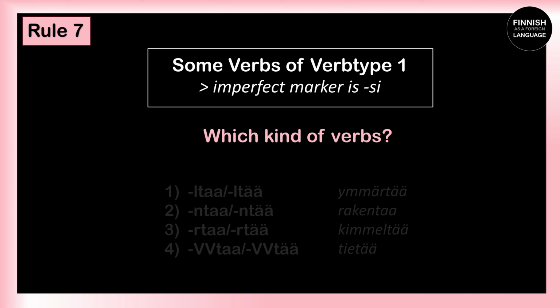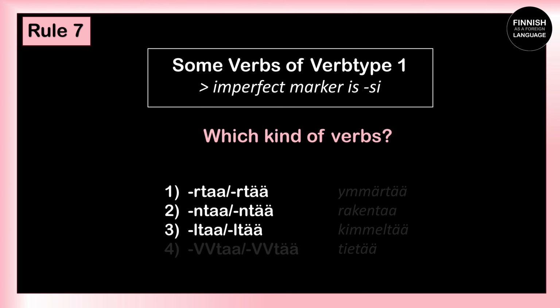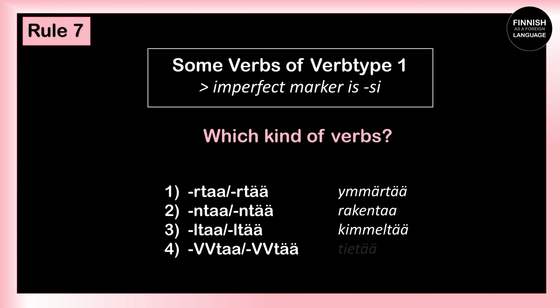How do we recognize such verbs? This kind of verbs do end either with ertä or erta, entä or enta, eltä or elta, and double vowel tä or double vowel ta. Here are some examples for each of the endings. Ymmärtää, which means to understand. This one has the ending ertä. Next one is rakentaa, which has the ending entä. Then we have kimeltää, which means to glitter. This one has the ending eltä. And then our last one is tietää, which means to know, and this one has the ending double vowel tä.